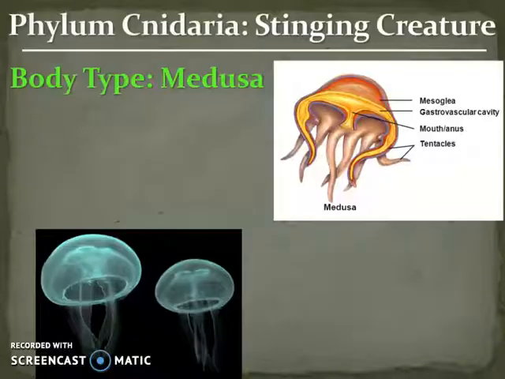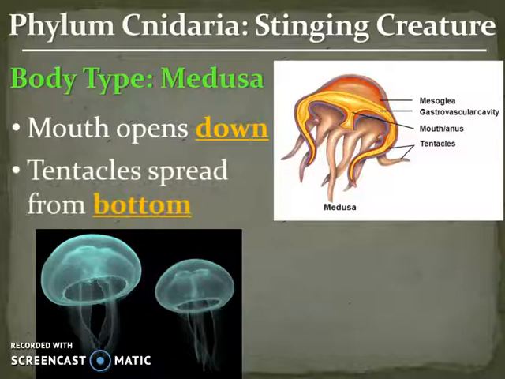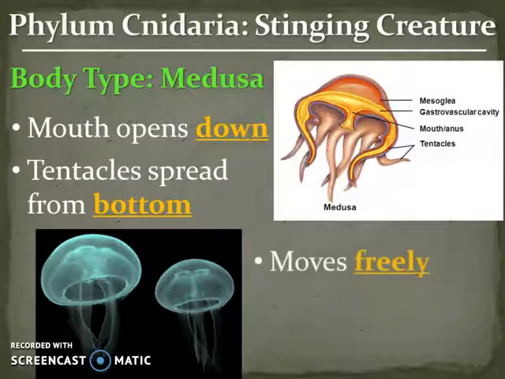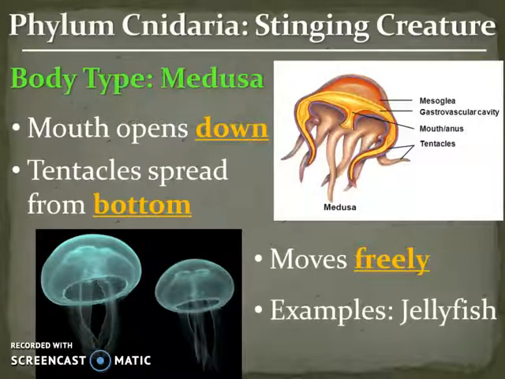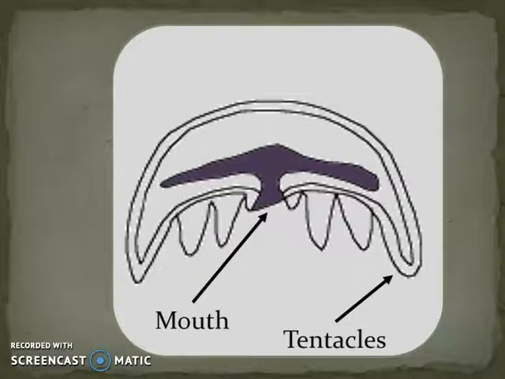Our second type of Cnidaria is called a medusa. A medusa is pretty much the opposite. The mouth points down, or the mouth opens down. Think of your jellyfish. The tentacles spread from the bottom, and they move freely around in the water. Our most common example is, in fact, a jellyfish. So let's label together in our note packet the medusa. Let's label the tentacles that are pointing down, and let's label the mouth that is also opening down.